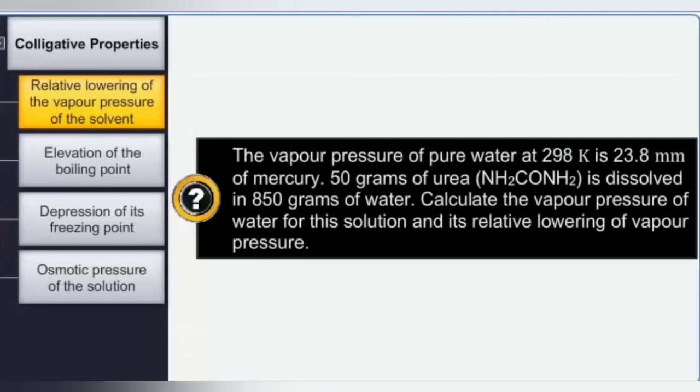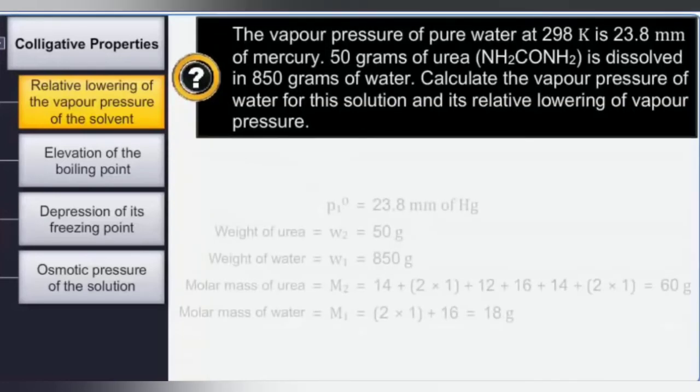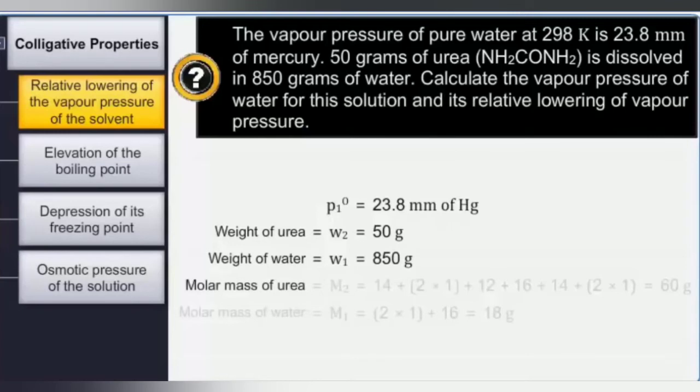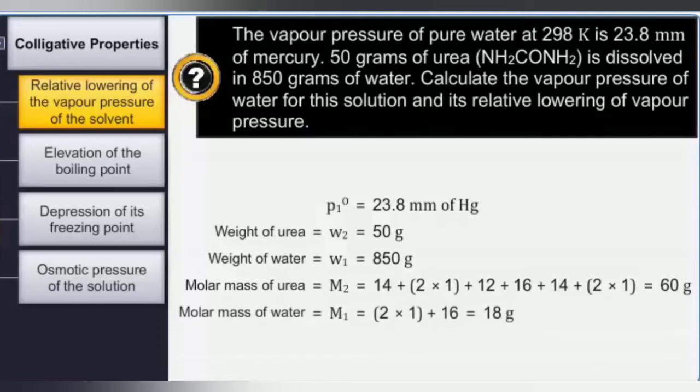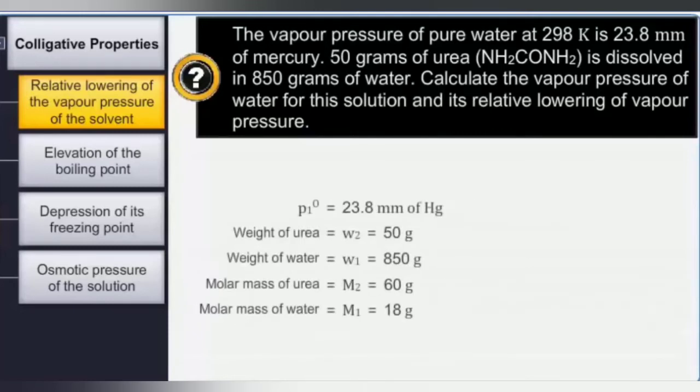In the statement, it is given that P1° is equal to 23.8 millimeter of mercury. Weight of urea W2 is 50 grams. Weight of water W1 is equal to 850 grams. Molar mass of urea M2 is equal to 60 grams. Molar mass of water is 18 grams.